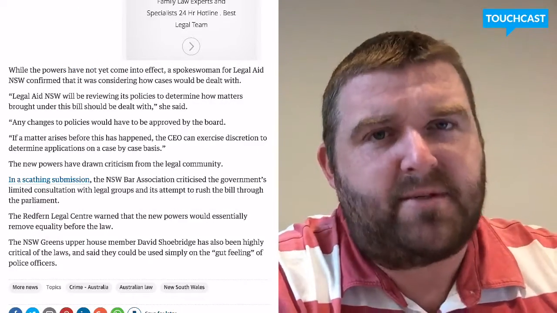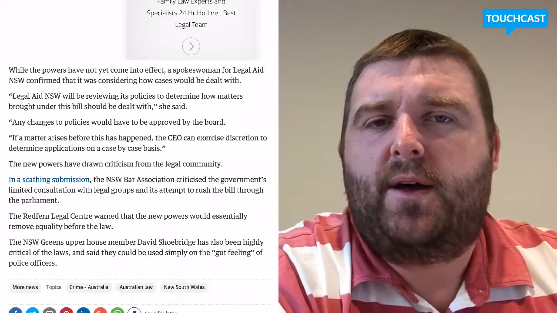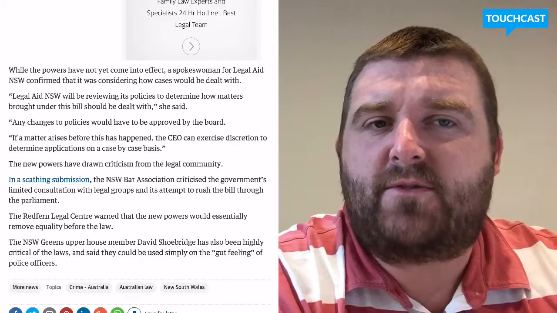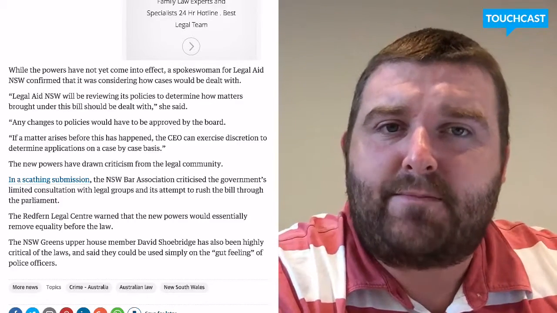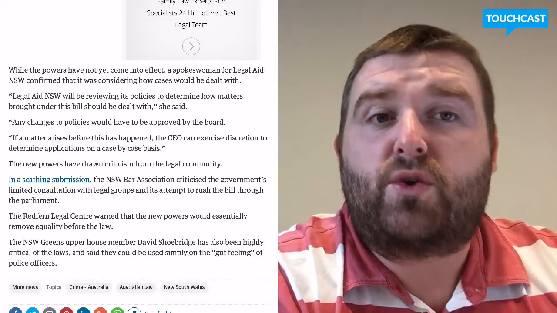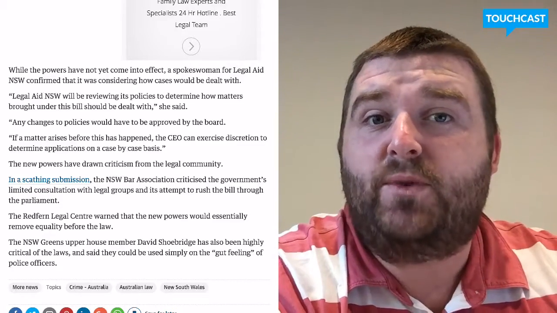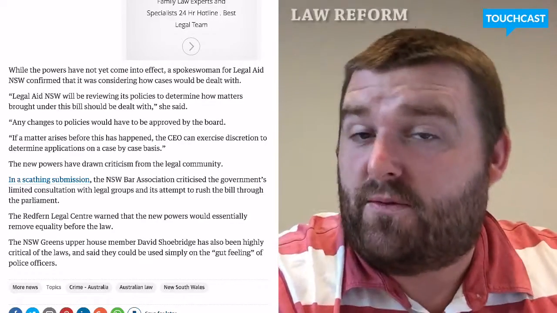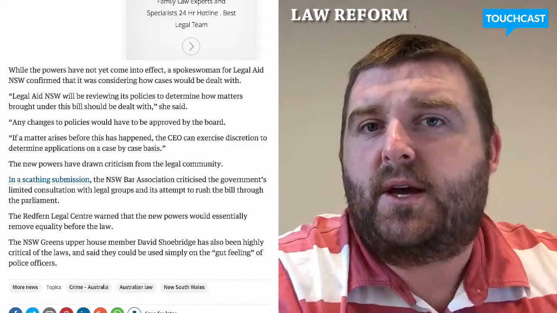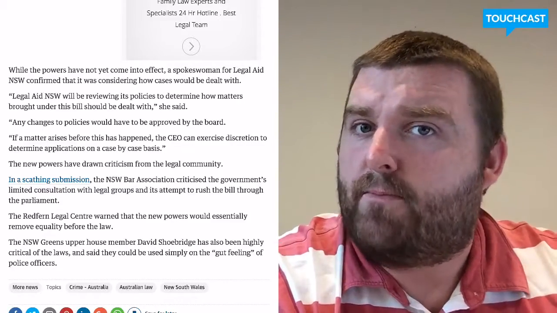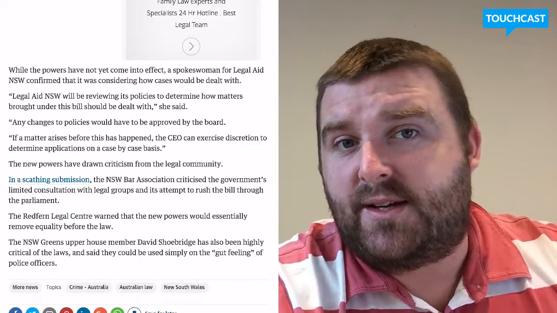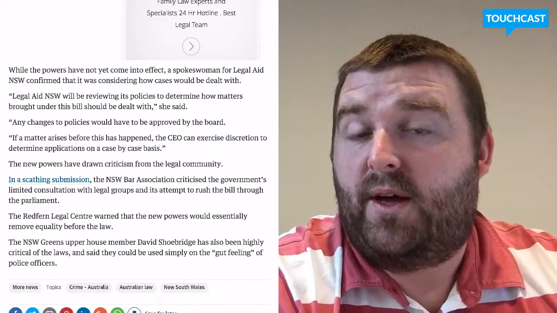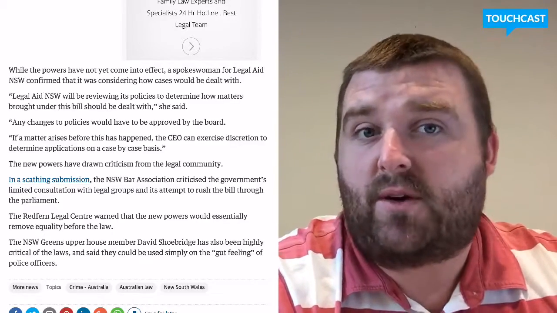So looking at the last part of this, this is where we can see both sides, or tension within the community about this new bill. The new powers have drawn criticism from the legal community. In a scathing submission, the New South Wales Bar Association criticises the government's limited consultation with legal groups and its attempt to rush the bill through the Parliament. So we've got an issue of law reform here and of proper process being followed when you're creating statute law. The Redfern Legal Centre warned that the new powers would essentially remove equality before the law. So we're looking at a huge range of issues there if that is the case.